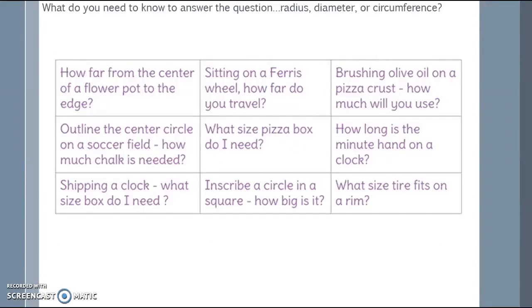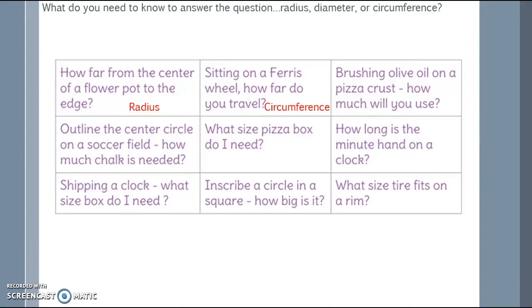Take a moment to pause the video and identify what you feel you need to know in order to answer the questions below: radius, diameter, or circumference. How far from the center of a flower pot to the edge? We would need the radius. If we're sitting on a Ferris wheel, how far do you travel? Knowing that we go around in a circle, we would need to know the circumference.